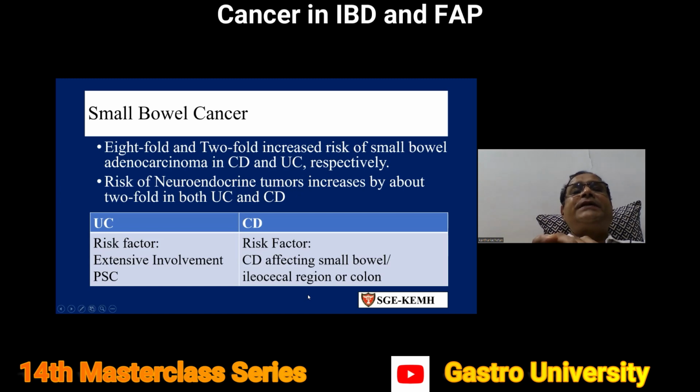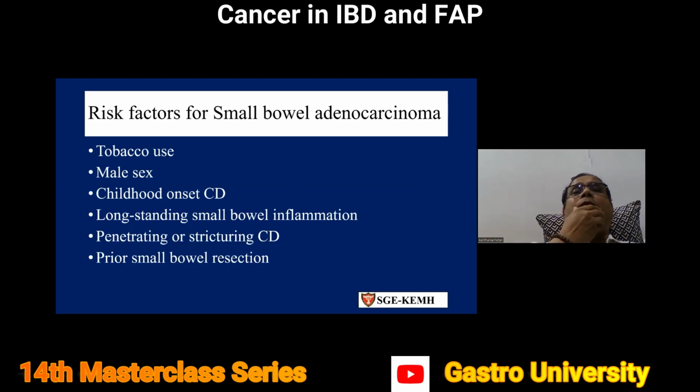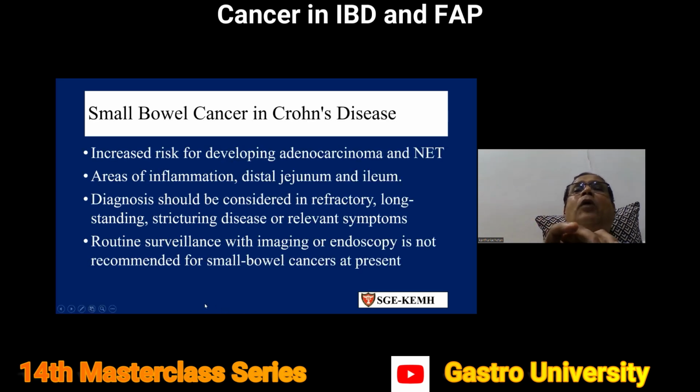The risk factors in ulcerative colitis are extensive involvement and the presence of primary sclerosing cholangitis, whereas in patients with Crohn's disease, it is the area which gets affected, usually the ileocecal region or the proximal colon. The risk factors for development of small bowel adenocarcinoma are use of tobacco, male sex, early onset of Crohn's disease in childhood, long-standing small bowel inflammation, presence of penetrating or stricturing Crohn's disease, and patients with a history of prior small bowel resection.